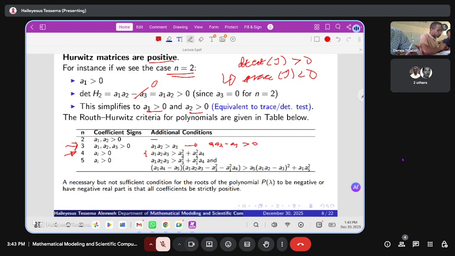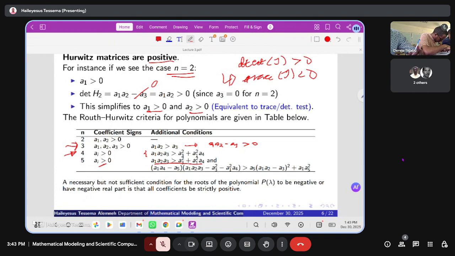And if it's a polynomial of degree 5, each coefficient should be greater than 0, and it should satisfy two conditions, this condition and the other condition. So in such a way, we can prove whether the given equilibrium point is locally asymptotically stable or not using the Routh-Hurwitz criteria.